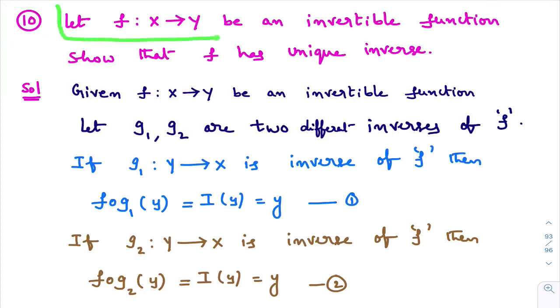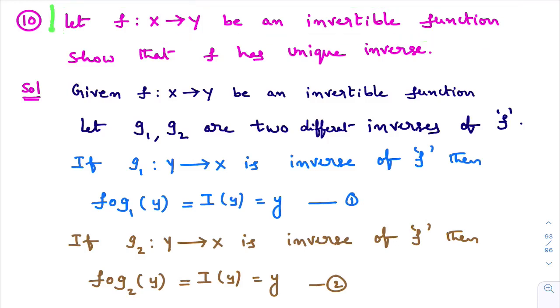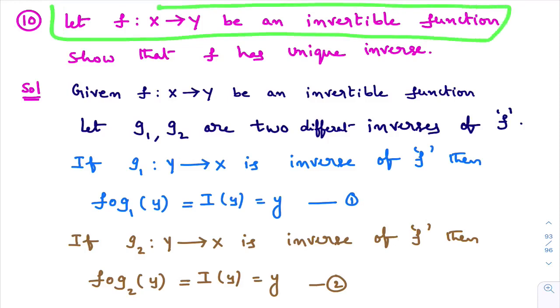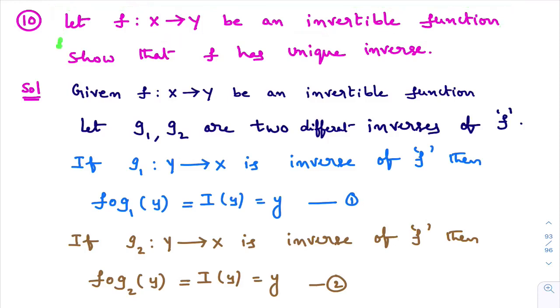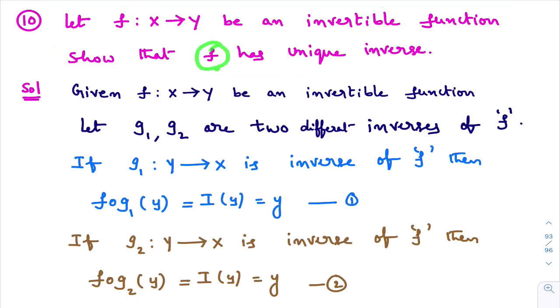What is given? f from X to Y is an invertible function. Show that f has a unique inverse. Unique inverse means only one. Unique means only one. We need to show that f has a unique inverse. That means only one inverse exists for f.